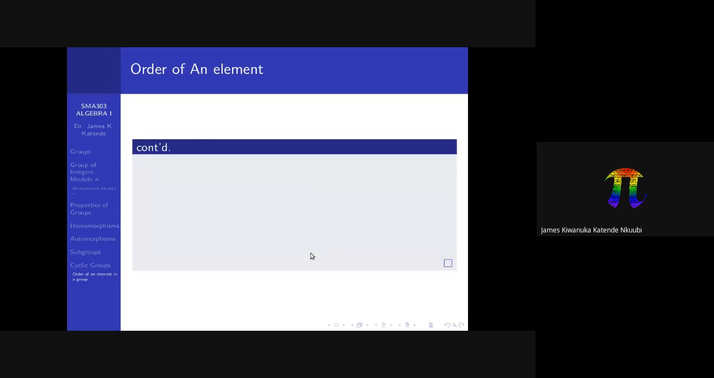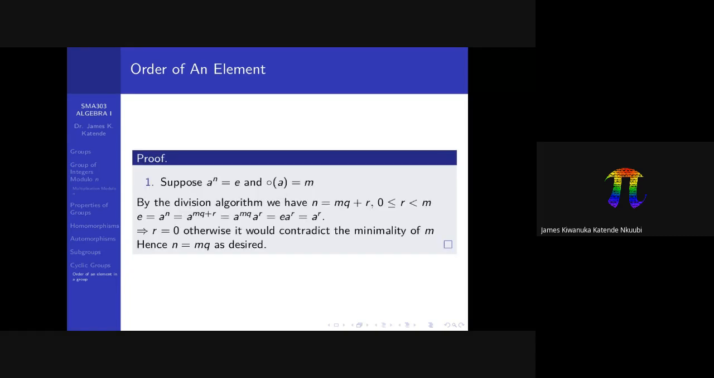Now if R is 0, it means M will be a factor of N, because if you follow the division algorithm here, if the remainder is 0, it means M must divide N, or M is a factor of N. And that is what we wanted to show. And M happens to be the order of A, and therefore the order of A divides N. So we have proved the first part, that if A raised to N is equal to the identity, then this N here must be a multiple of the order of A.